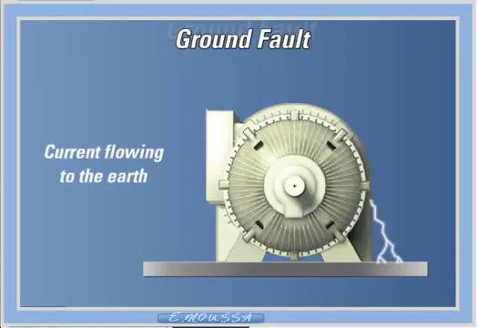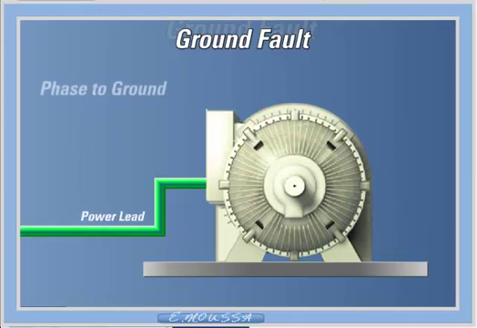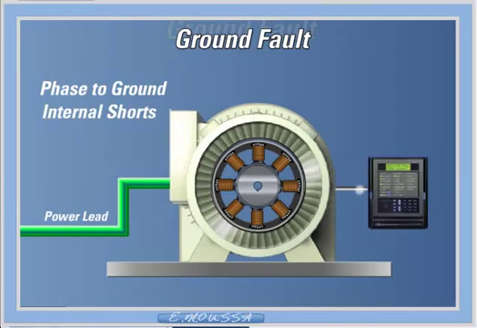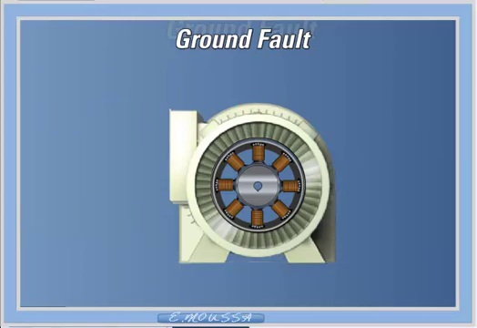Phases directly to the neutral through the earth bypassing the load. This current is sometimes referred to as zero-sequence current. Damage to a phase conductor's insulation and internal shorts due to moisture within the motor are common causes of ground faults. A strategy that is typically used to limit the level of the ground fault current is to connect an impedance between the supply's neutral and ground.